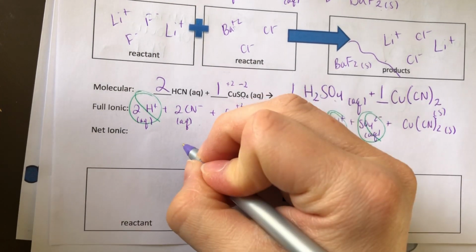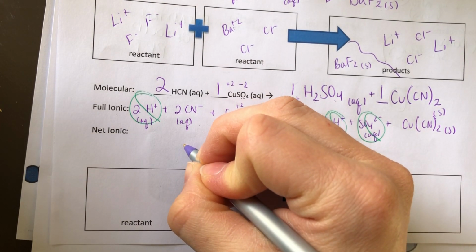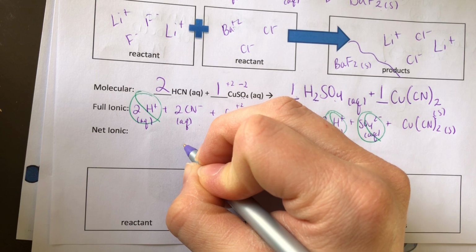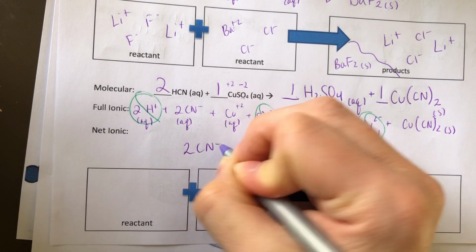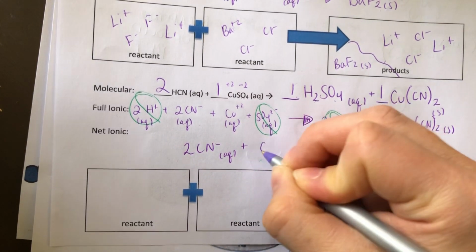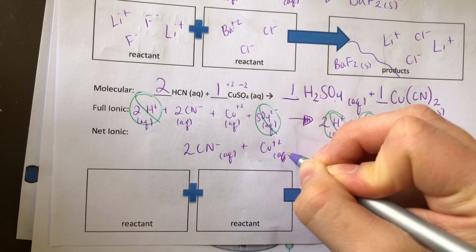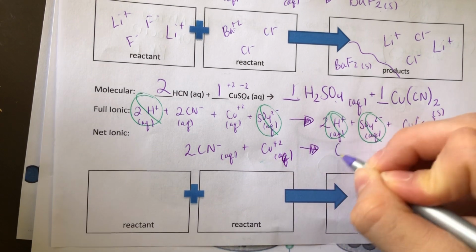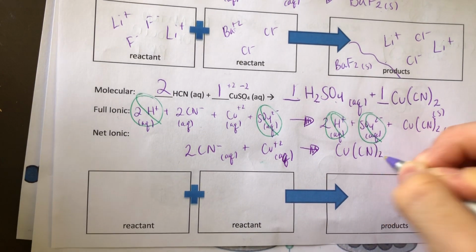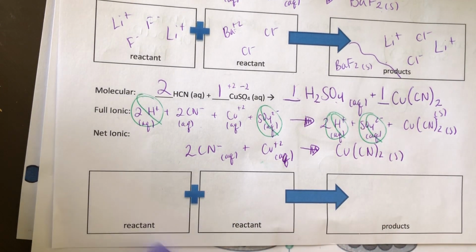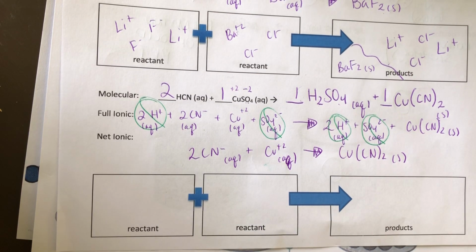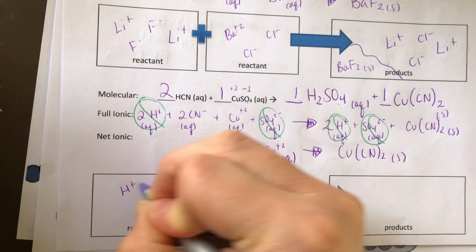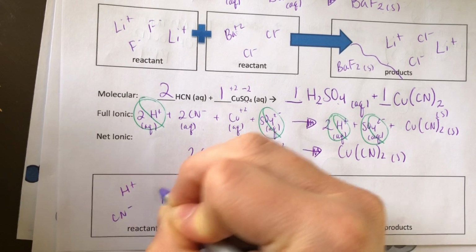So we're going to have 2 cyanide ions and a copper ion. That's aqueous. Is going to make copper cyanide. It's still balanced, and it shows the formation of the precipitate. If you guys drew what the reactants look like, this is what it should look like.